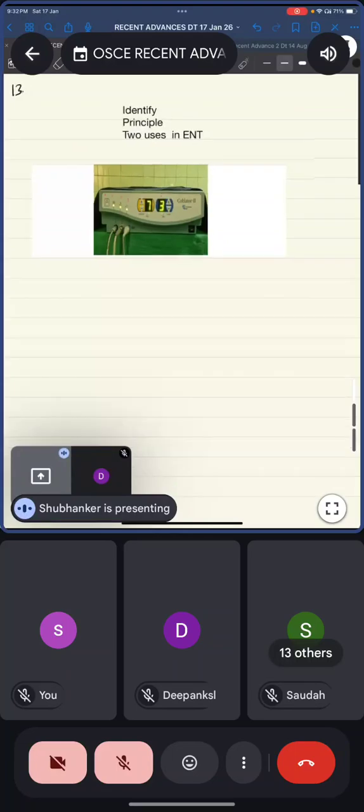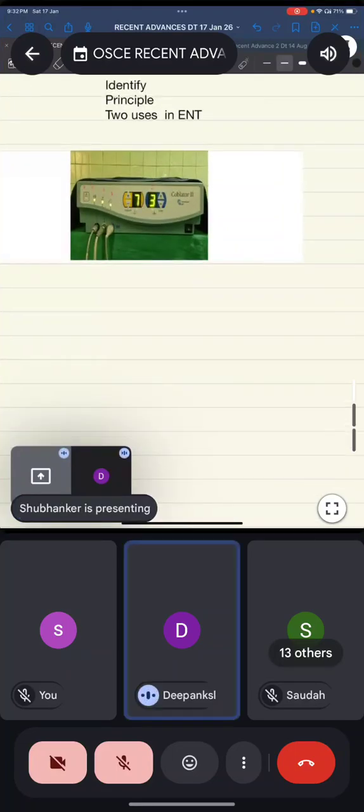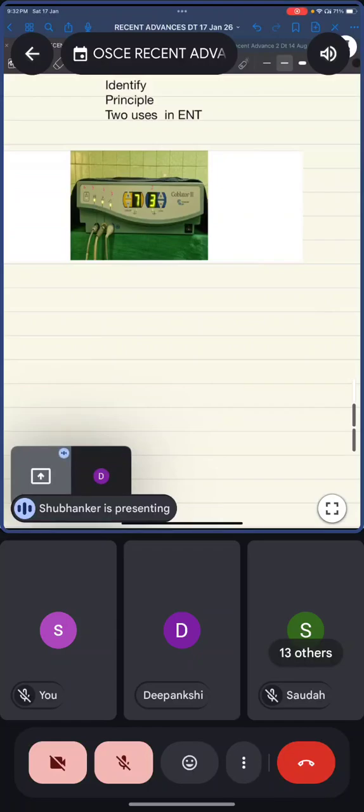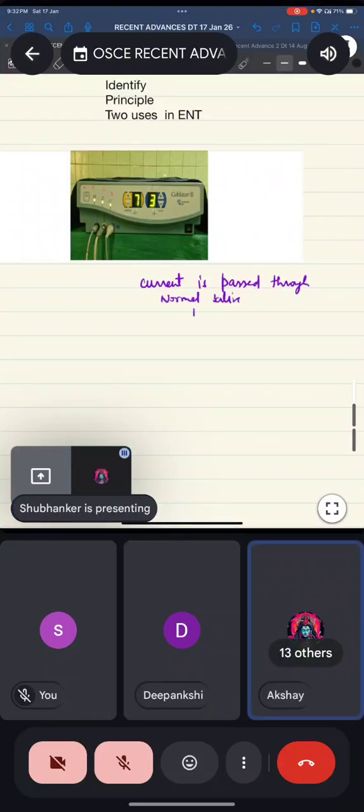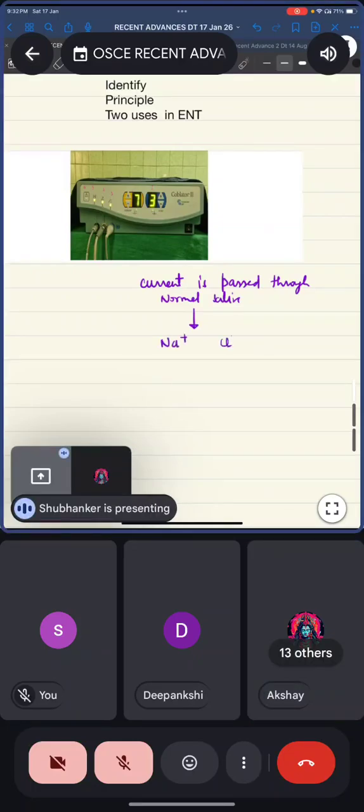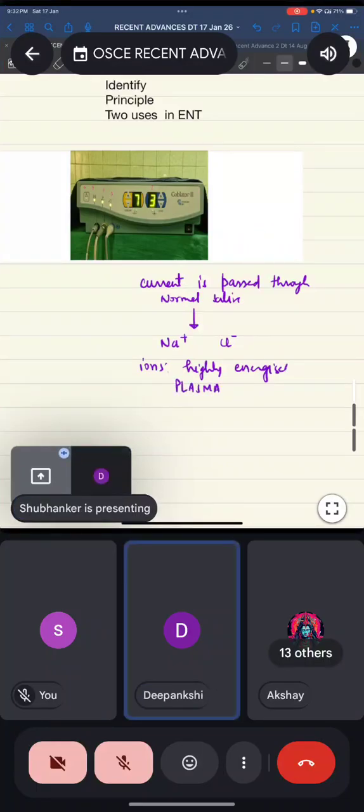Now 2 easy ones. Identify this, and this is a coblator, and the principle of coblator is a must know. नहीं भूल सकते उसको. ठीक है. Yes, so you have to answer it. Anyway, you can answer, but if you ask me how to put it, you can write it: current is passed through the water or normal saline. So what happens? Plasma field. Yes, doctor. Sodium and chloride, and they dissociate. And the ions which have been formed form a highly energized plasma field, as Dr. Sab rightly pointed out. ठीक है.